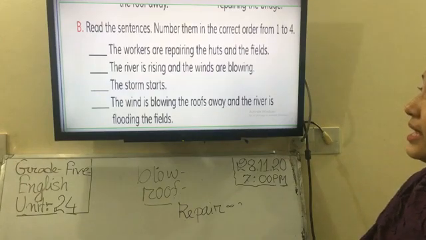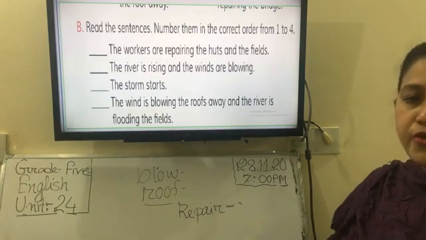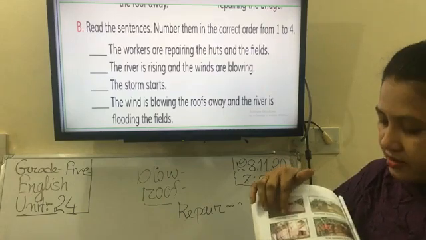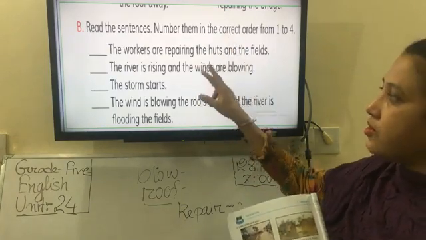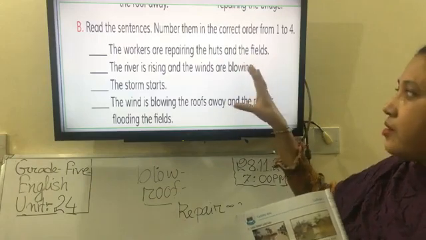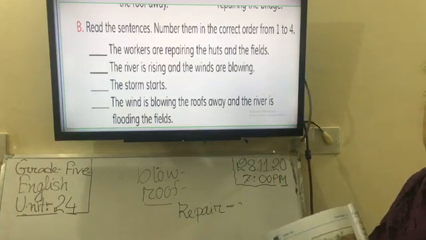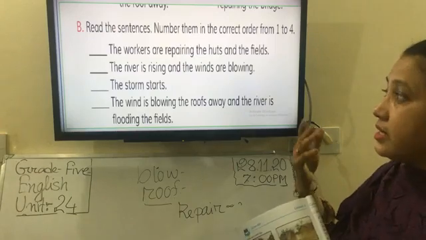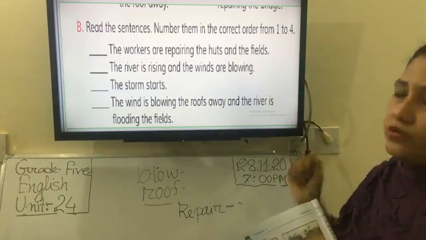Now have a look. Read the sentences, number them in the correct order from 1 to 4. You can see in the book there are 4 pictures, and under each picture you can see the description. We have already read what is about the picture. Here are 4 sentences. Everything is written randomly here, but we have to put them in order, which one is first and which one is second. Read the sentences, number them in the correct order, from 1 to 4.